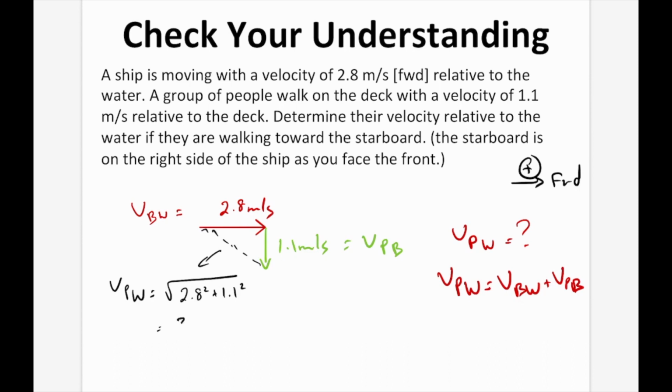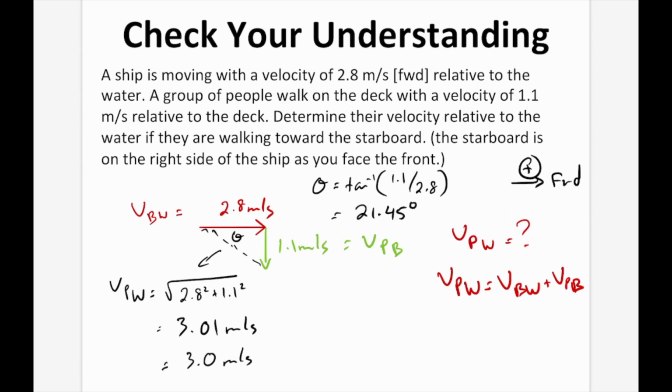And that equals 3.01 meters per second. We need theta. Theta is going to equal tan inverse of opposite 1.1 divided by 2.8, and that equals 21.45 degrees. We need our answer to 2 sig digs, so we're going to say 3.0 meters per second. In this case, we're going to go forward 21 degrees and then starboard. And that's our final answer.